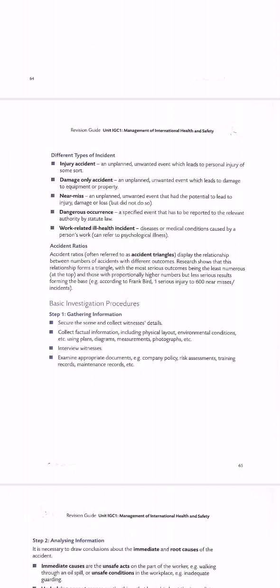Then also you have to interview any witness around. Then you have to also examine the documents, such as company policy or the risk assessment where this incident occurred, or the training record or maintenance record. So this depends on which situation happens. For example, company policy: if someone did something in the company, you check the company policy. Like the risk assessment, if somebody gets injured, you know that it's because of this, so you will know that this is the cause, right?